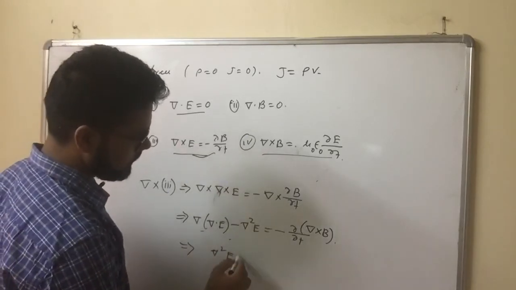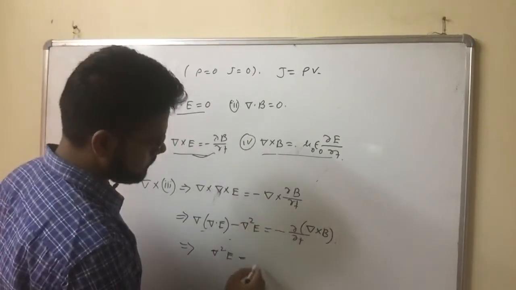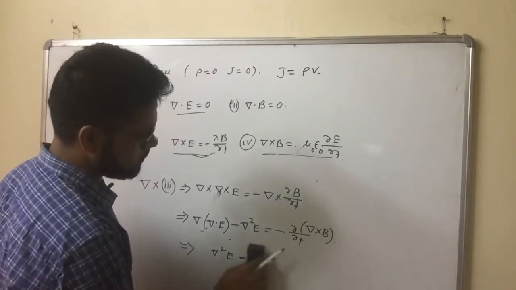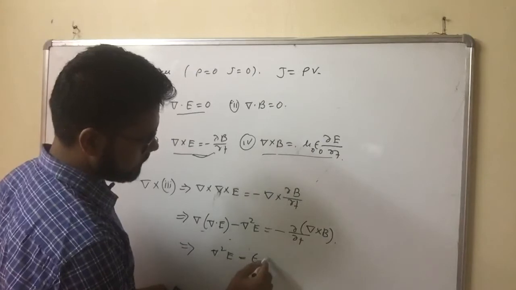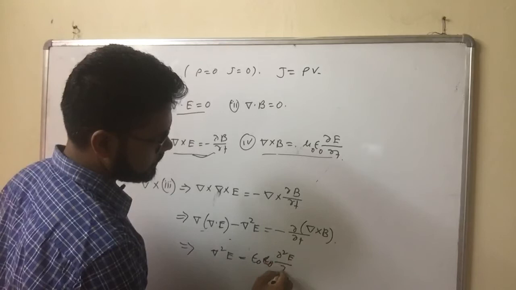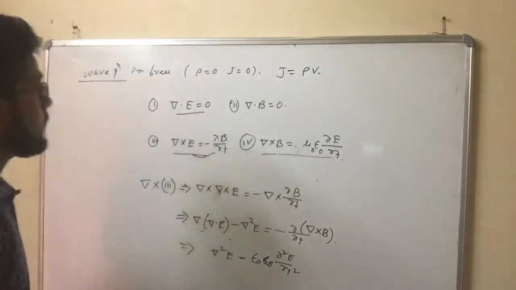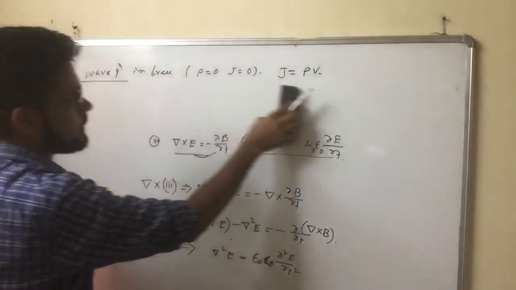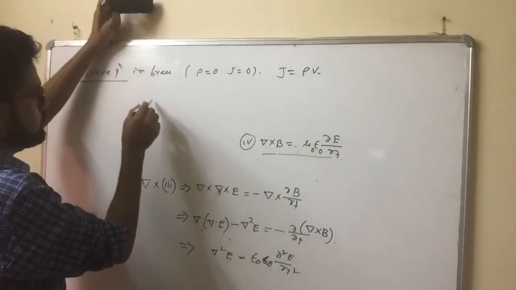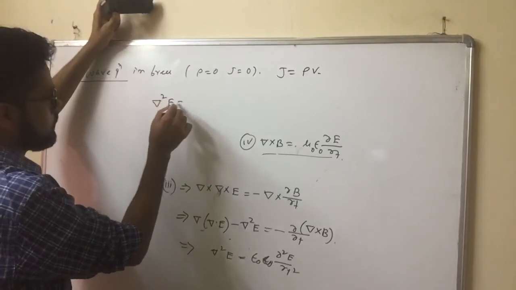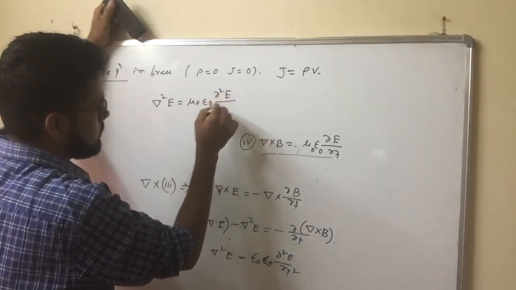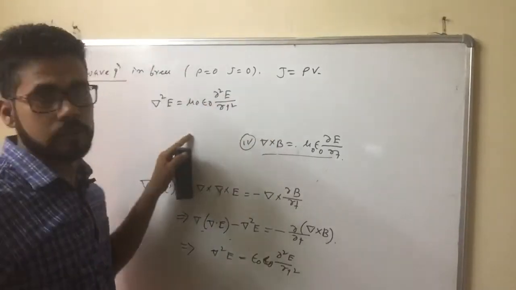I will put directly curl of B equal to this one, I can put directly, so mu naught epsilon naught del square E by dt square. Okay, so what I am getting is the wave equation in free space, I am removing this part. What I am getting is the wave equation: del square E equal to mu naught epsilon naught del square E by del t square. I am taking this as equation number 5.